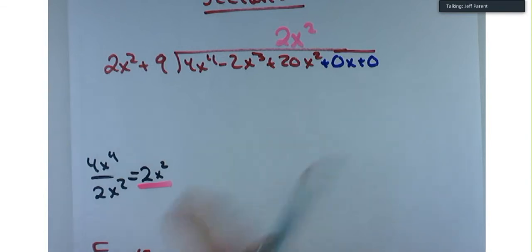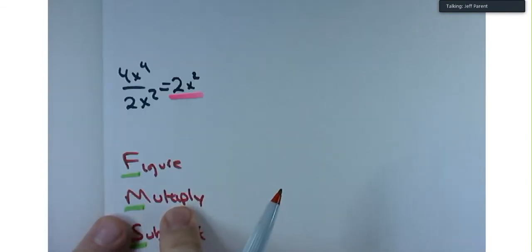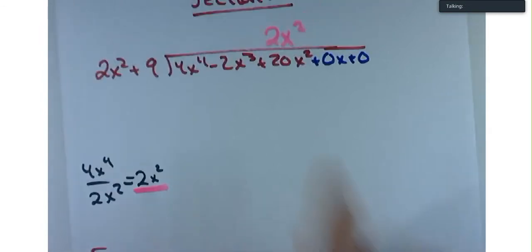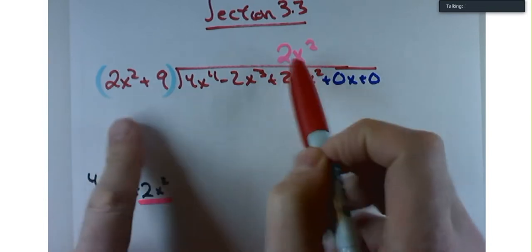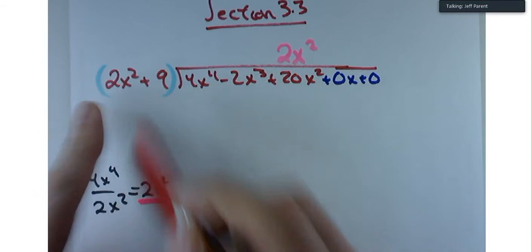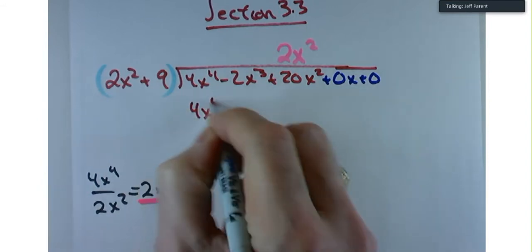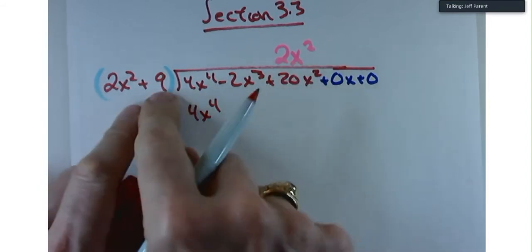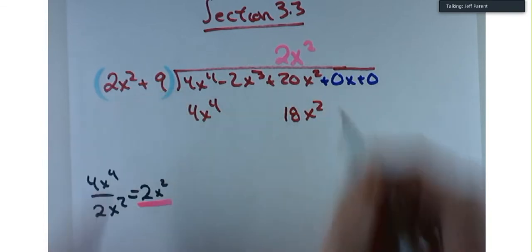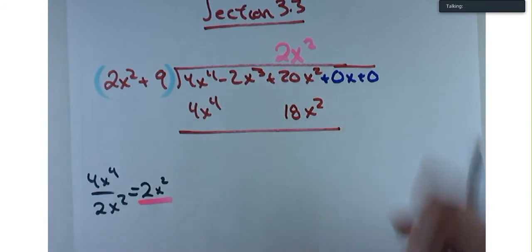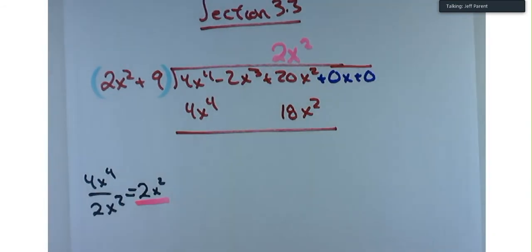All right, the next thing is to multiply. And as far as the multiply is concerned, you're going to take this times the whole term out in front. Not just the 2x squared, but the 9 as well. So let me put parentheses around this. Let's see. 2x squared times 2x squared, that's going to be 4x to the fourth. And 2x squared times 9 is going to be 18x squared. So father, mother, sister. Sister is next.